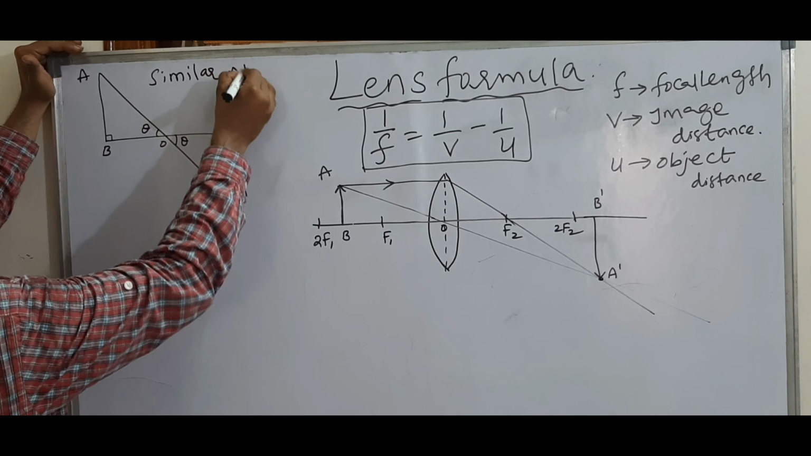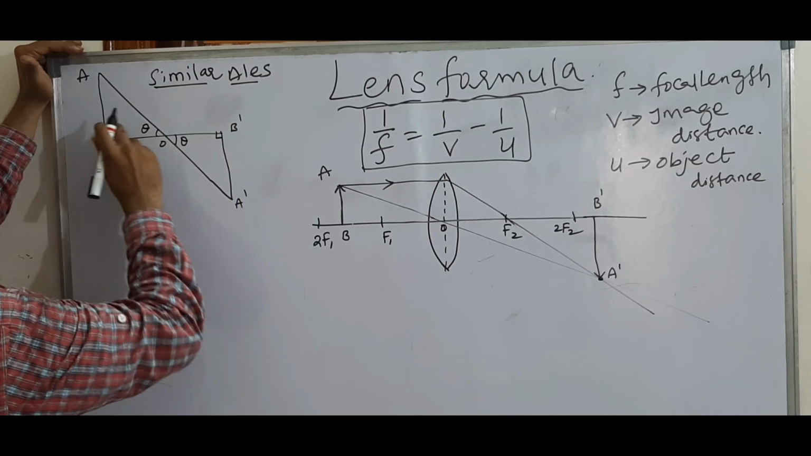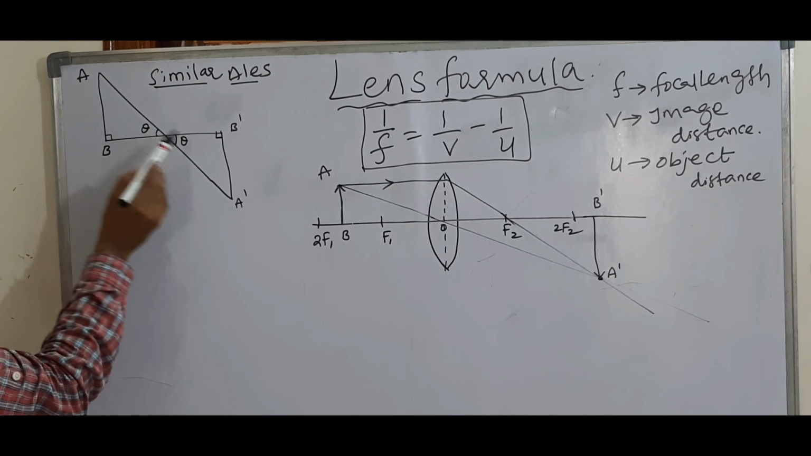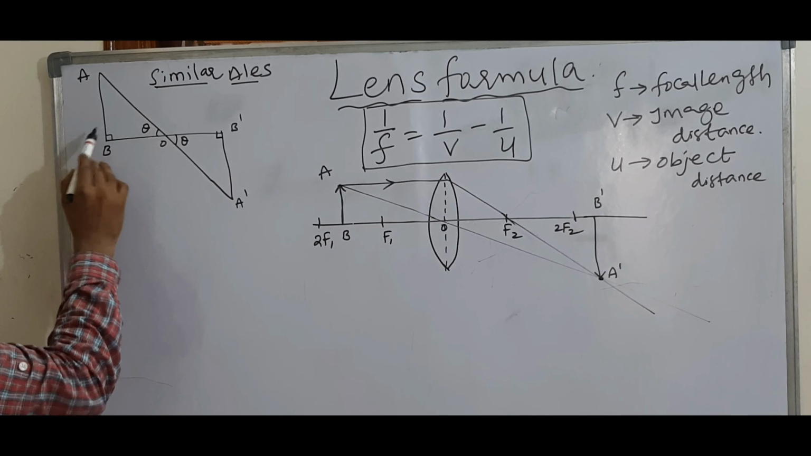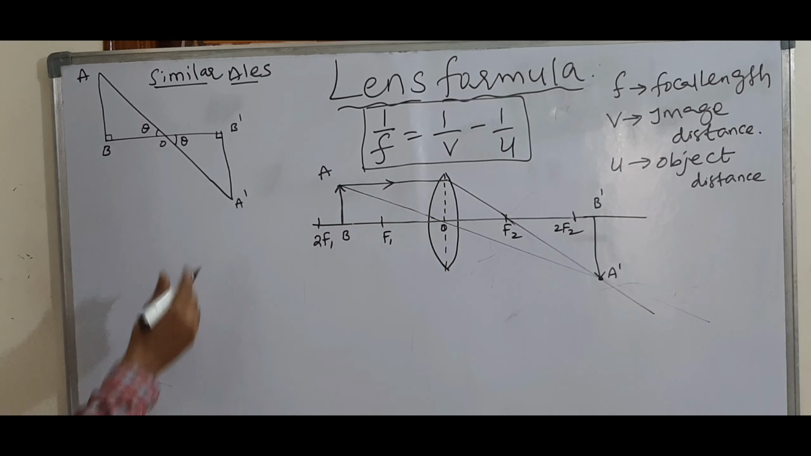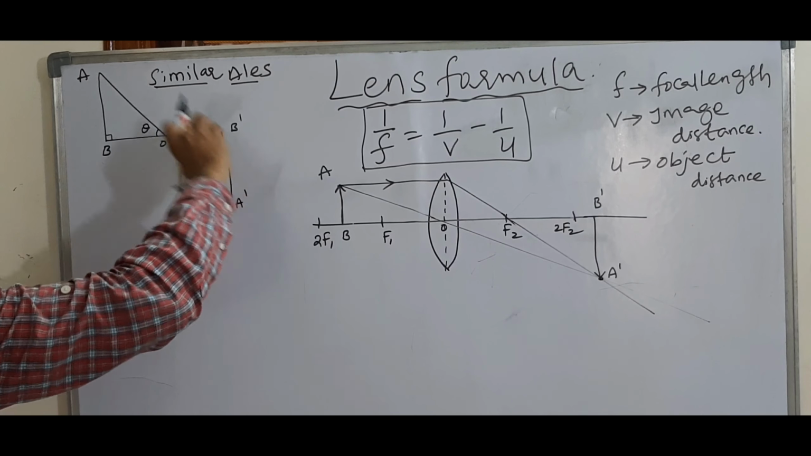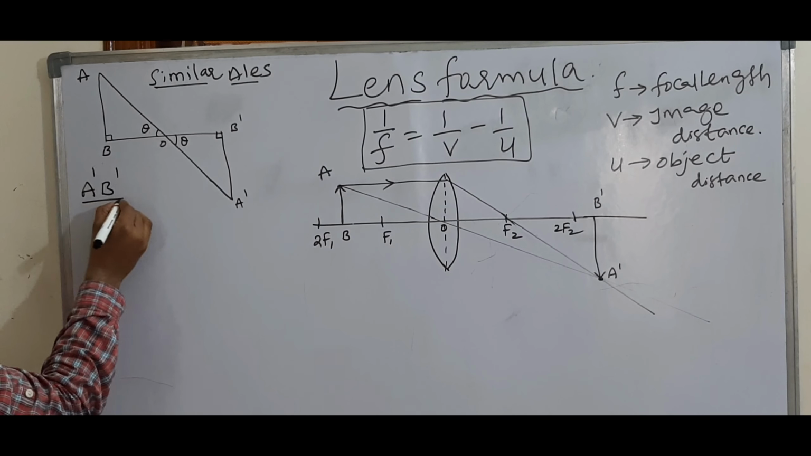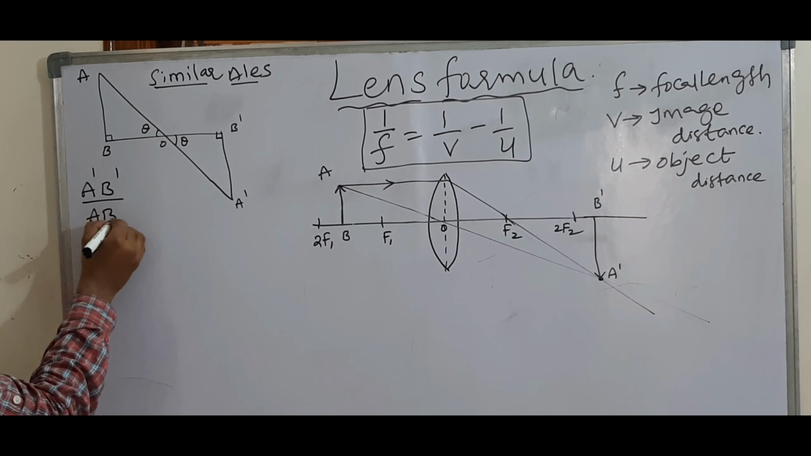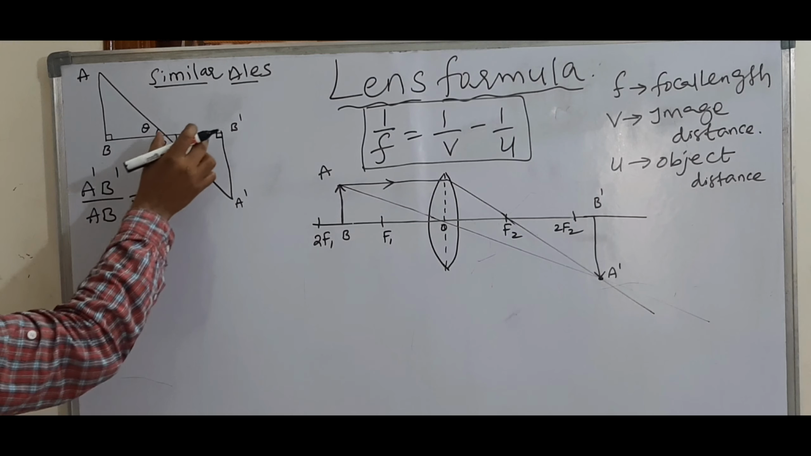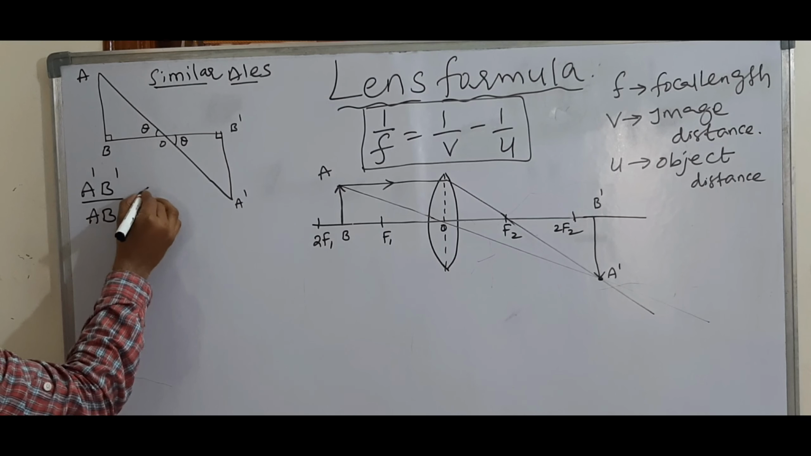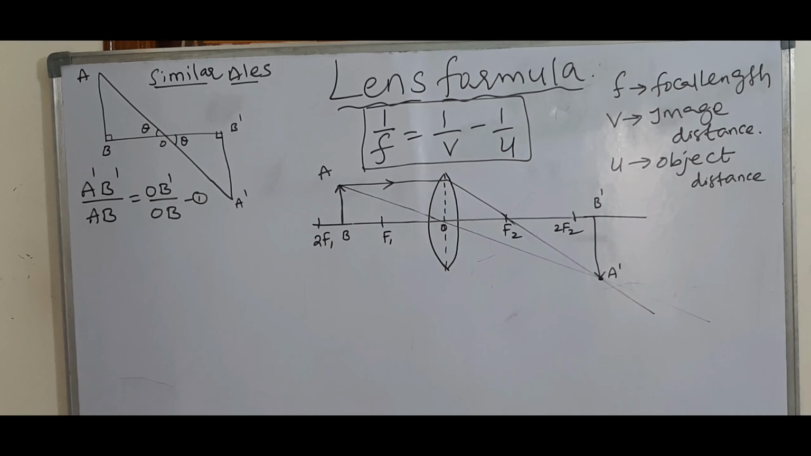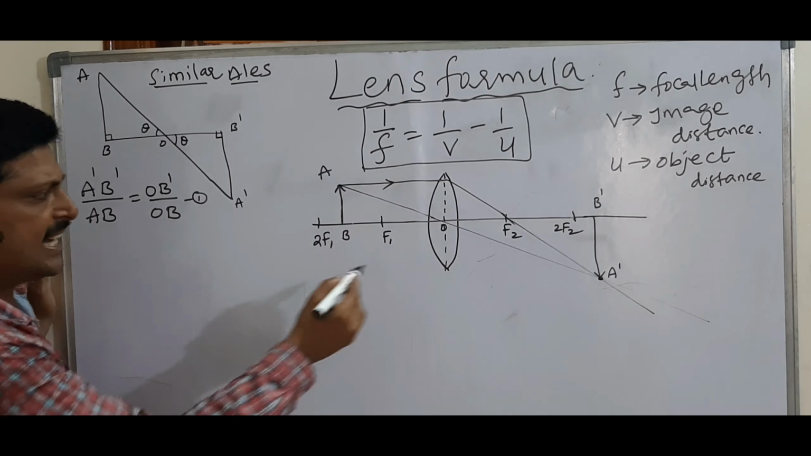as similar triangles. If two triangles are similar triangles, the ratio of their corresponding sides are also equal. That means this side by this side, that means A dash B dash by AB is equal to this side by this side, that means OB dash by OB. This is equation 1.